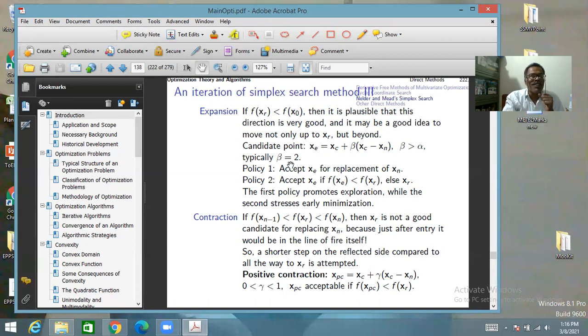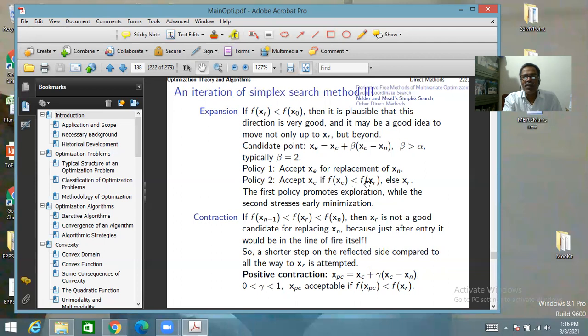Now, there are two policies here, whether to accept xe. You have got xe with a lot of hope that it will be better even compared to xr. But it may not be so. So one policy is that to replace the worst point, you take xe, whatever. Don't bother what is its value. Second policy is to take xe if here the function value is better than the reflected point. Otherwise, reflected point you have, take that. So this is the second policy.